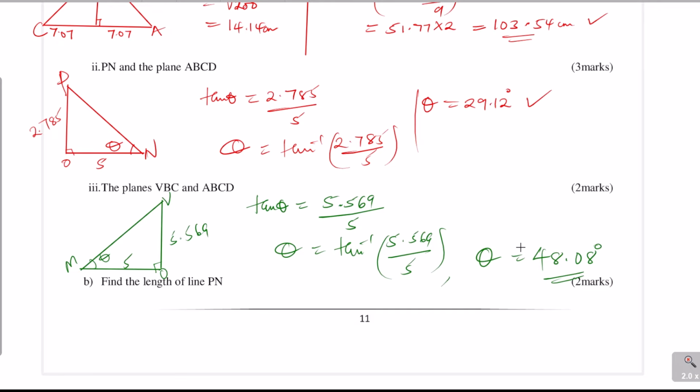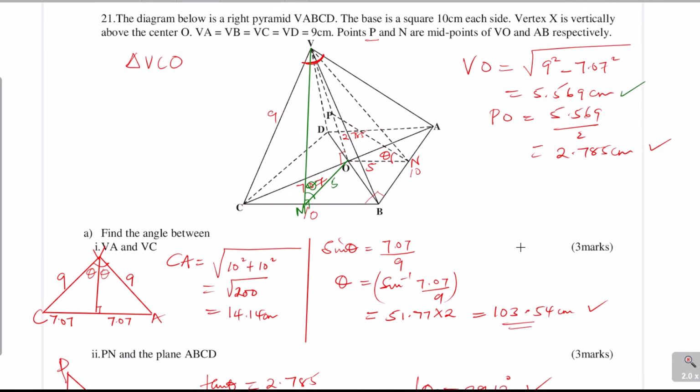We go to the last part. Find the length of line PN. The length of line PN. So look at where PN is. Let me take you to the diagram. So PN is here. So this is the line PN. That is the line that you need to get.